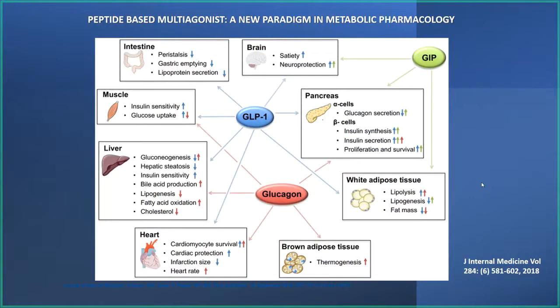So when we looked at this, as people were developing the double agonist, obviously we know that glucagon is another player in this. After all, the GIPs and the GLPs all came out by studying glucagon. And now they are coming out with what we call a triple agonist. So there is a lot of interest in developing peptide-based multi-agonists. We talked about how GLP-1 has all these different effects, and how GIP can affect the brain, the pancreas, and the white adipose tissue. And then you have glucagon, which also has different effects on cardiomyocytes, brown adipose tissue, liver, insulin sensitivity, and also on the pancreas. So one of the things that has been a subject of interest is to use multi-agonists.